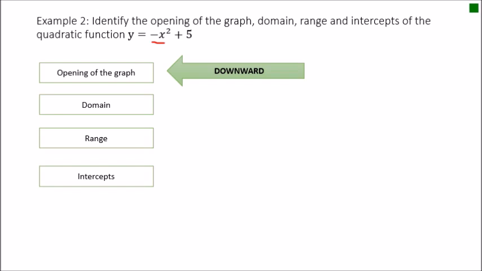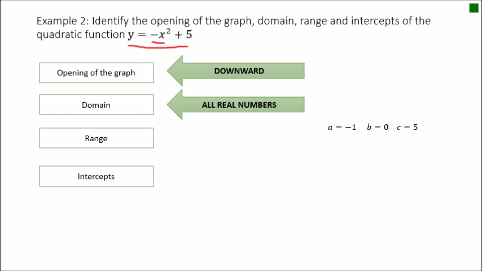That's our answer. Downward. Okay? For our domain, that's just all real numbers. For the range, since this is not in vertex form, we will compute it using the formula I showed you earlier. First, get the values of a, b, and c. The value of a comes from our function, that is negative 1. We have no b, no linear term, so your b is 0. Our constant is 5. This 5 is not guessed, it's given. Then, we have this formula for the k: k is equal to negative b squared plus 4ac all over 4a.